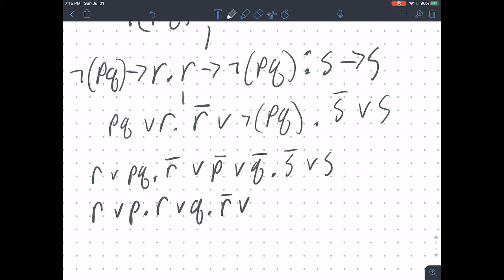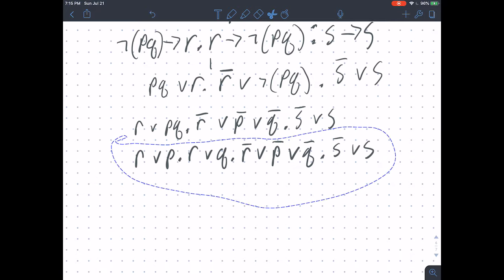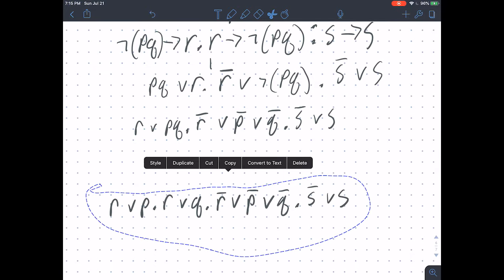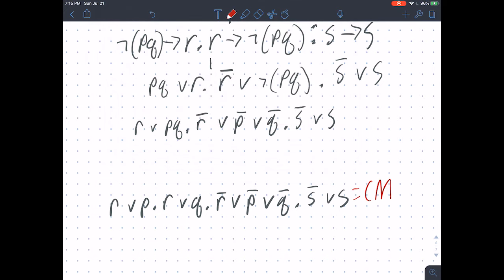Oh, oops. And let me just pull that out. And this is in conjunctive normal form, right? And again, let's just check. So this is one clause, this is the second clause, this is the third clause, this is the fourth clause. So all of our clauses are joined with conjunctions, right? So it satisfies the first part of the definition.